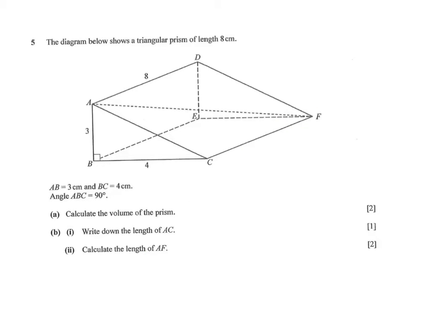Question number 5. The diagram below shows a triangular prism. What is a triangular prism? A triangular prism is not a pyramid. A prism has a uniform cross-sectional area and constant length. So in order to find the volume of the prism, I will take the uniform cross-sectional area times the length of the prism.